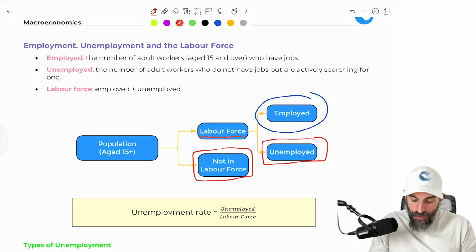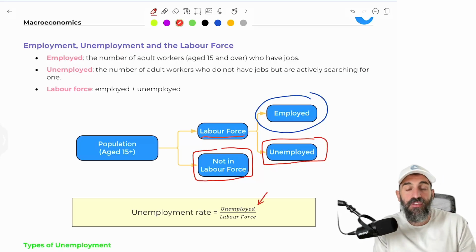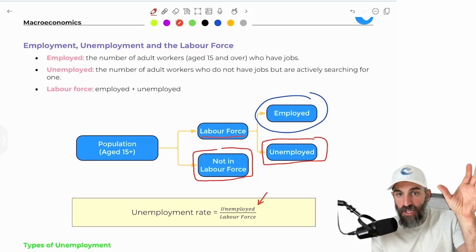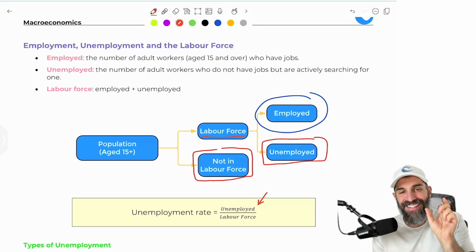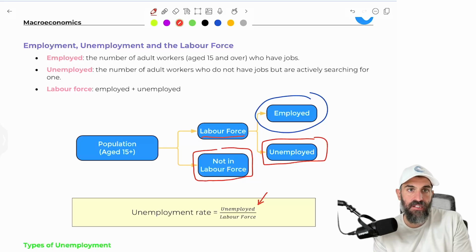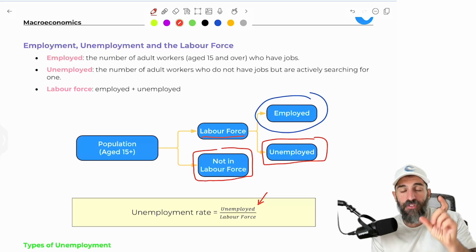So the unemployment rate is really just a percentage of the labor force. You take the amount of people that are unemployed divided by the labor force, and that is your unemployment rate. So when you hear that the unemployment rate in Canada is, say, 7%, it doesn't mean 7% of all Canadians are unemployed. It means 7% of Canadians who want to work cannot find work.